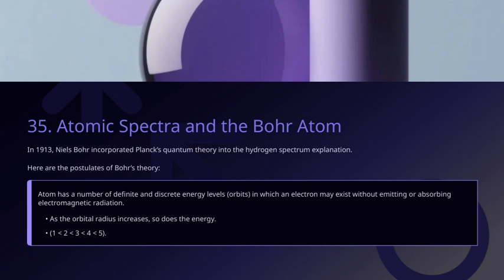Essentially, Bohr proposed that electrons orbit the nucleus in certain allowed paths or energy levels, and they only absorb or emit energy when they jump between these levels. So the main takeaway here is that the energy of an electron depends on its orbit, and as it moves to higher orbits further from the nucleus, its energy increases. This concept forms a fundamental part of how we understand atomic structure and spectral lines today.